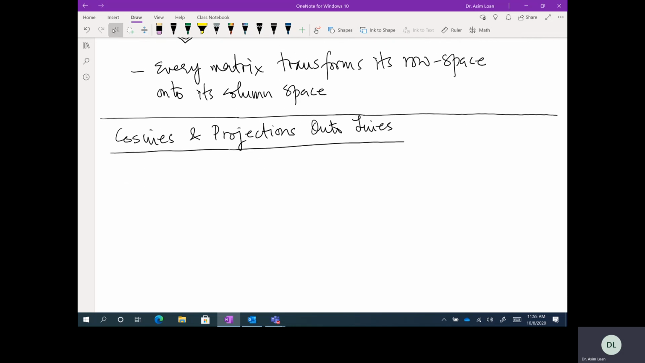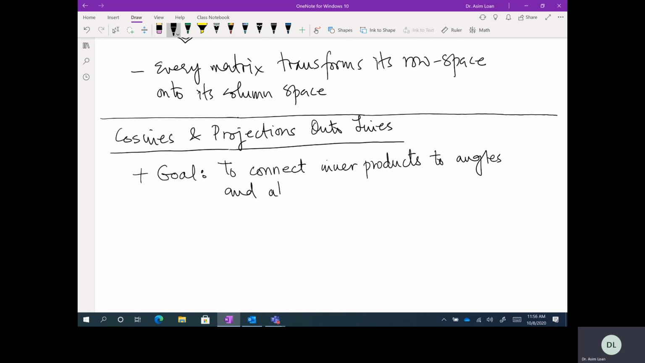Okay. So we want to connect inner products to angles and also transposes. So the goal here is to connect. This development of theory is just to show what happens if b is not in the column space. Can we still get a solution or not? So the short answer is yes. So to connect inner products to angles and also transposes.